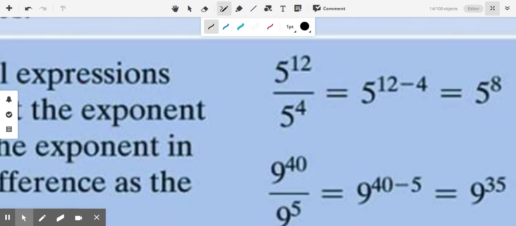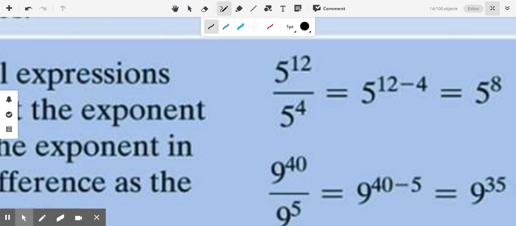If I have 5 to the 12th over 5 to the 4th, now, if I were just typing that in the calculator, I would type it in just like that and it would give me the answer. But we're just worried about the exponents right here. You've got to have the same base. If you have the same base when you're dividing, you can subtract. And you always subtract the top number minus the bottom number. So it's going to be 12 minus 4, which is where they get 8.